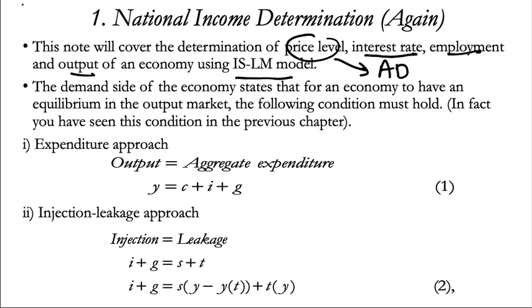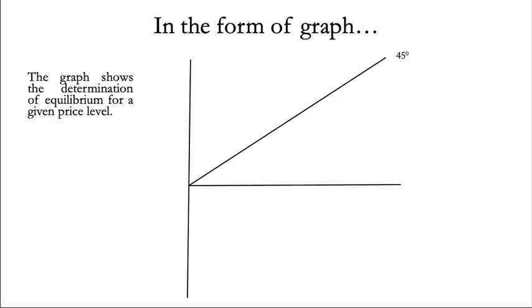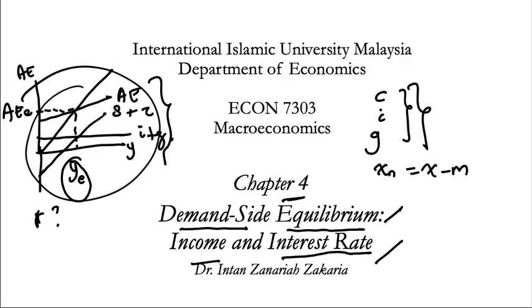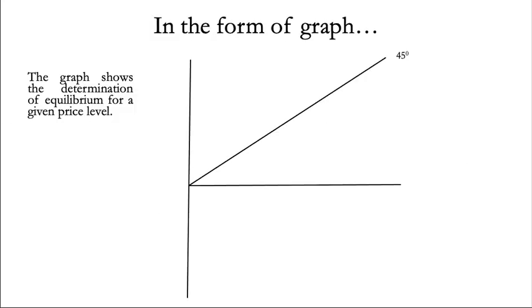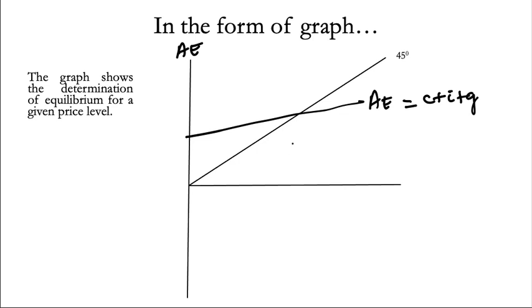And in the form of a graph, I can redraw it again. In fact, I have done it here, and I redraw it again here. So we have the aggregate expenditure component, and we have AE equals C plus I plus G. If we use the aggregate expenditure approach, as long as the AE curve hits the 45-degree line, then we can always find equilibrium income. So label this as Y.